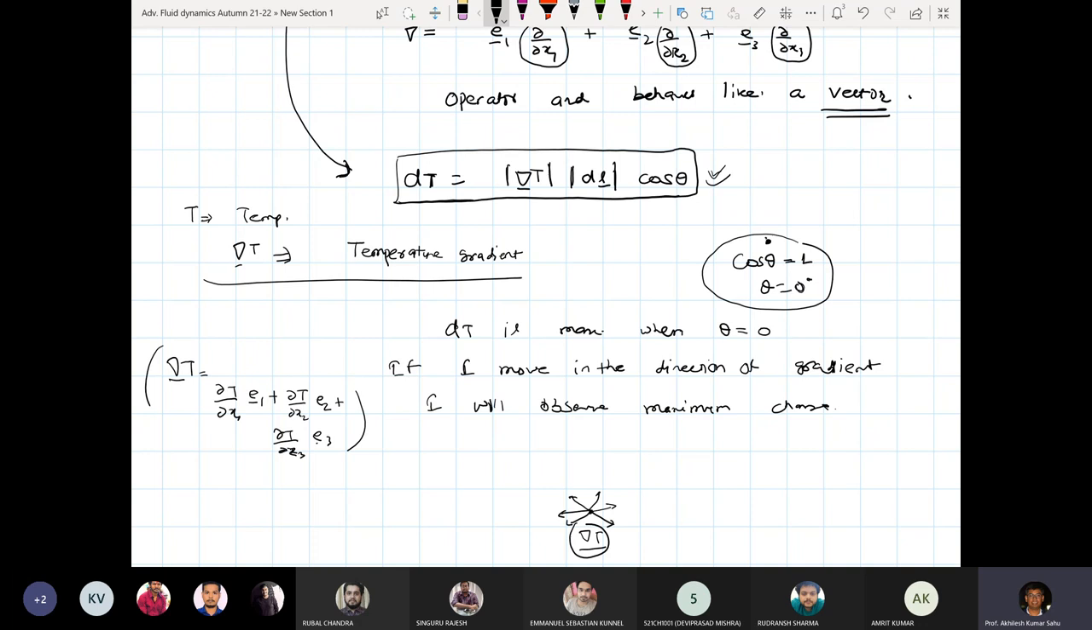Let's say I'm moving only unit distance, so both of them are fixed. Only the variable which is changing here is cos theta. Cos theta is maximum when theta is 0. So I can say that I'll get dt maximum when theta is 0. Or I can say the same thing in words: if I move in the direction of the gradient, I will observe the maximum change. So dt will be the maximum when I move in the direction of the gradient.